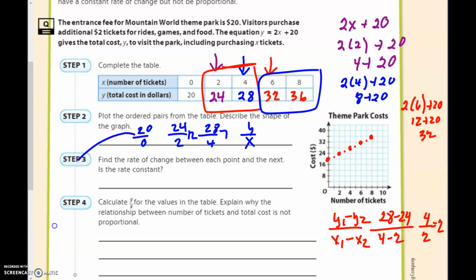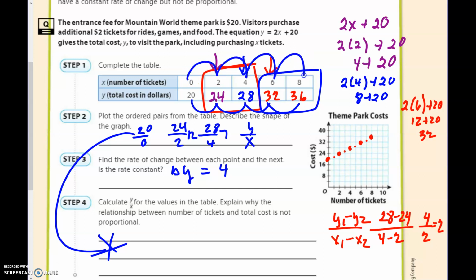Okay, so this proportional is what I'm talking about here for number 4 question. So it is not proportional, but it does have a constant rate of change. Let's look here. When it goes like this, isn't that 4, 4, 4, 4? So the change in y is 4. Now let's do the change in x, 2, 2, 2, 2. So my change in x is 2. 4 divided by 2 is 2.